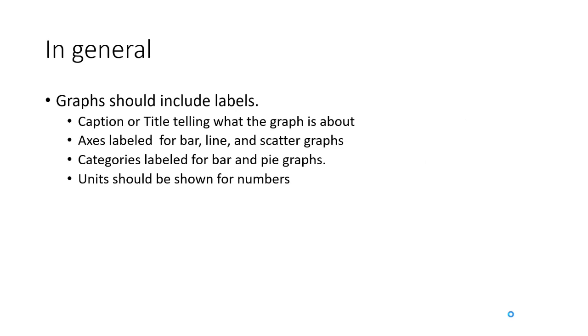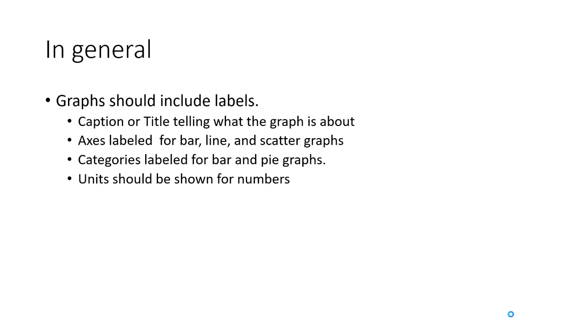So first, some general tips. In general, your graph needs to include labels. Usually you'll have a title. In the book, this might be part of the caption. It might just be the first line of the caption basically be the title. This is what the graph is about. Then, except for pie charts, which are not on axes, you should have the axes labeled.